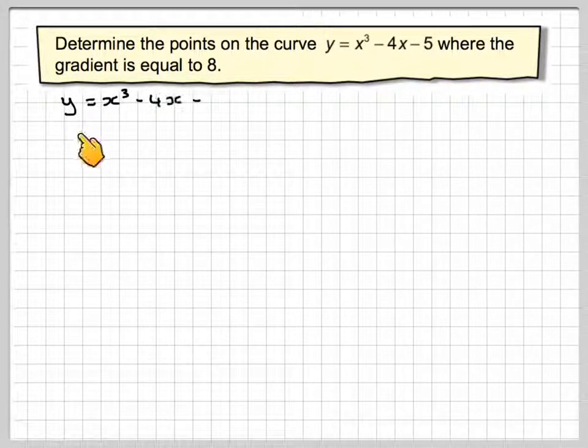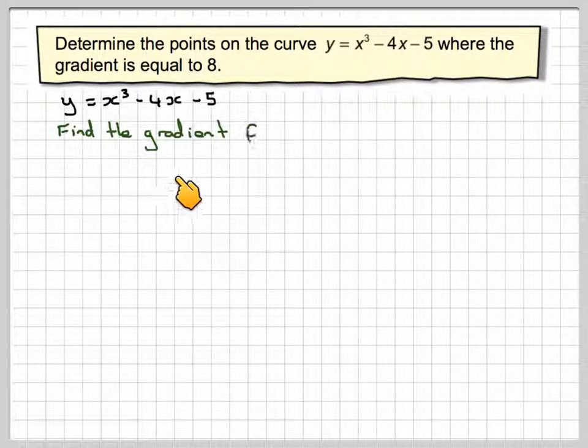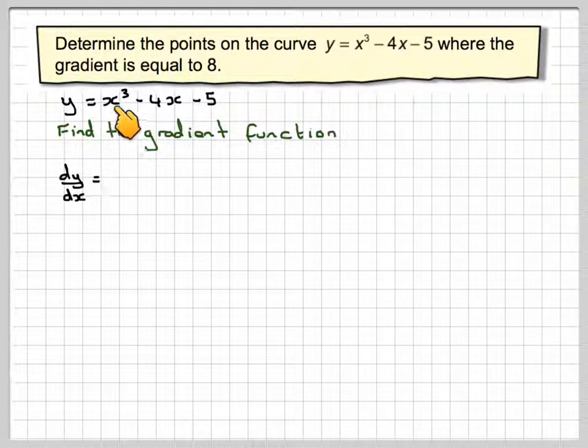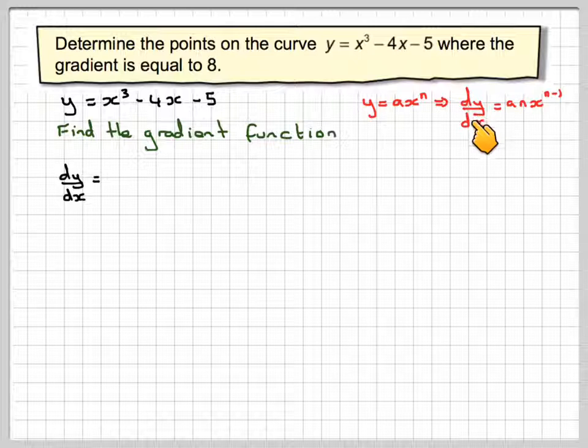So, writing down the curve, y is equal to x cubed minus 4x minus 5. The first step is to find the gradient function. So we're going to differentiate this curve. So dy by dx will be 3x squared. For ax to the n, dy by dx is anx to the n minus 1. So differentiating this, we bring the 3 down in front and reduce the power by 1. So that will become 3x squared.